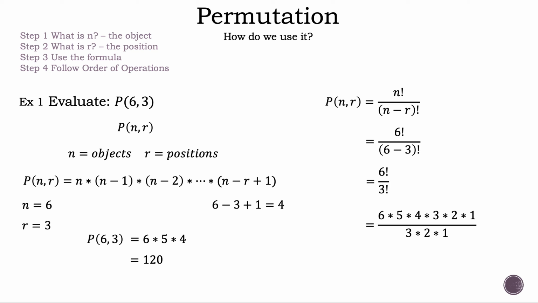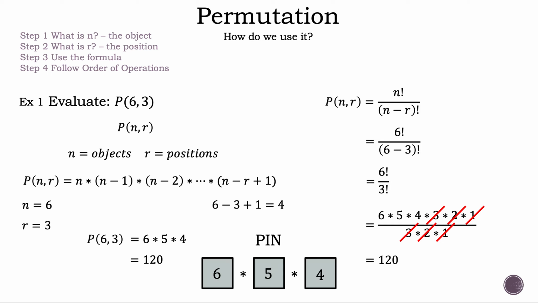So we have 6 times 5 times 4 times 3 times 2 times 1 over 3 times 2 times 1. Let's simplify. All the 3's, 2's, and 1's cancel. So we are left with 6 times 5 times 4, just like with the first way. And 6 times 5 times 4 is 120.